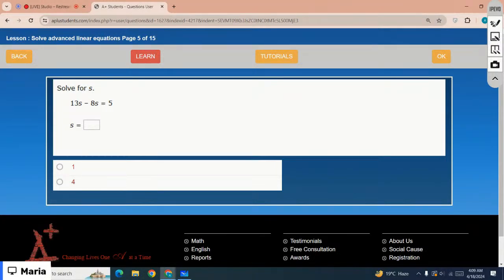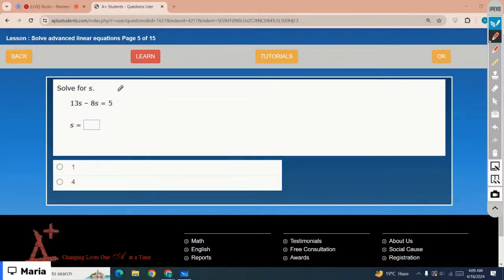Solve for s. Okay, let's just solve for s. 13s minus 8s, they are the like terms. So 13 minus 8 is 5s equals 5. So which is the correct option?